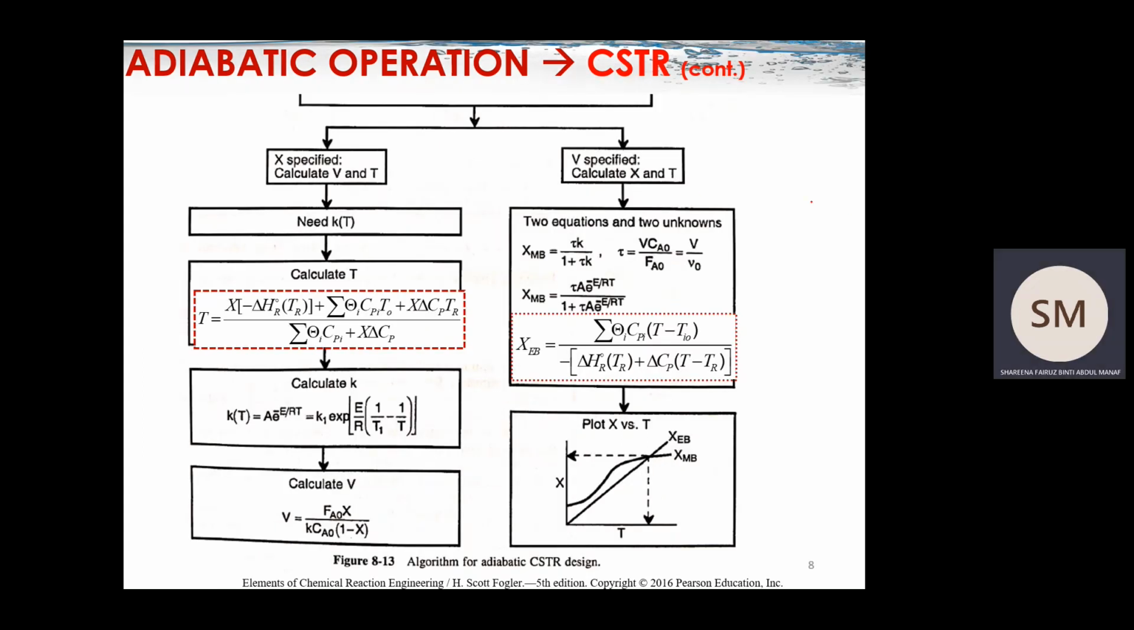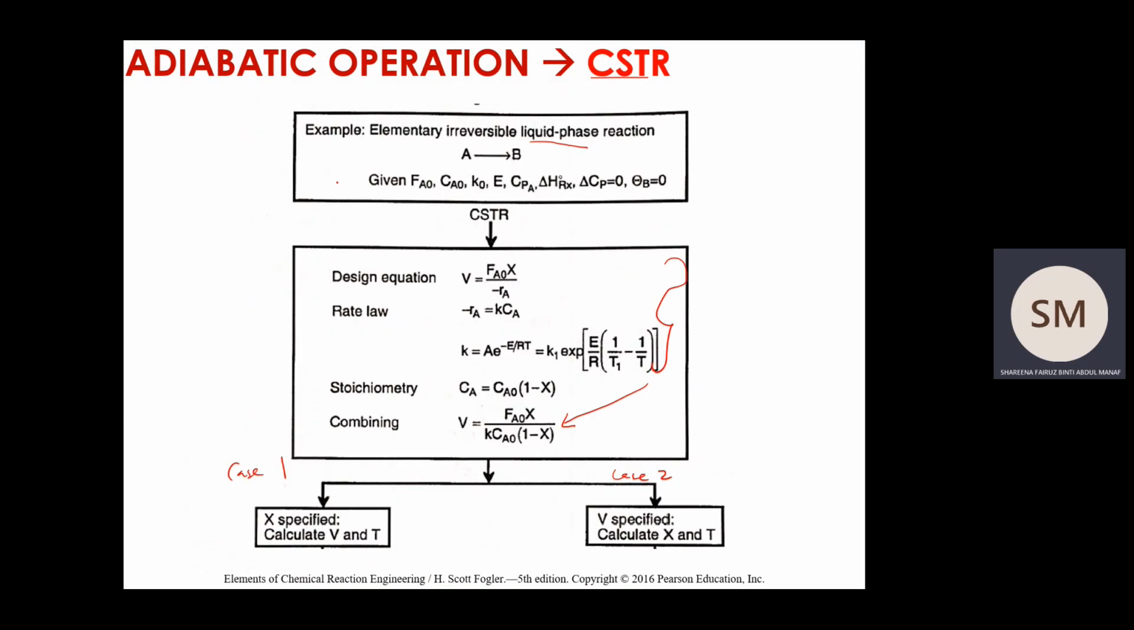So here actually we should have X_MB, as I told you, equal to X_EB equal to X. This is for case 1, where X is specified. Once you have X specified, you need to calculate V and T. So we need to get the k. If you can see here, the k is related with temperature. In this case, T is not given, so you have to calculate it.